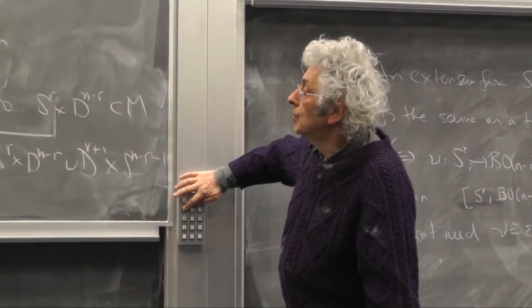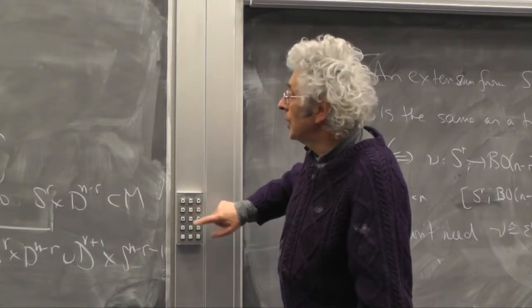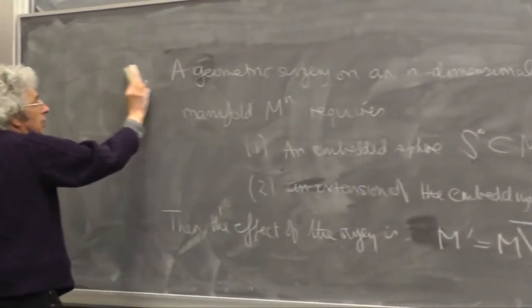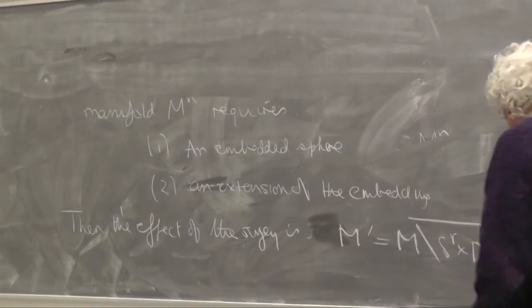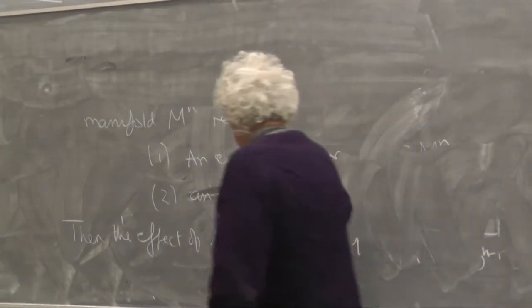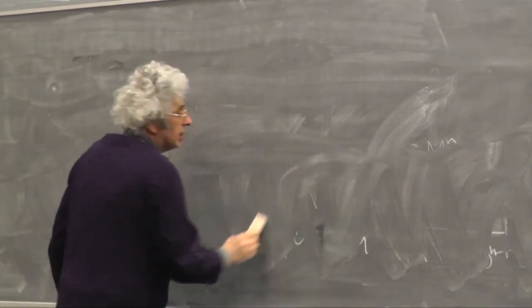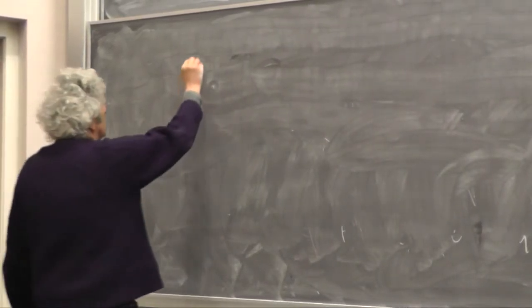So what I want to do now is to introduce the concept of a normal map, and try to explain why it's useful for geometric surgery, and then how to translate it into algebra. And for normal maps, unlike for absolute manifolds, things look up. So let's have normal maps.